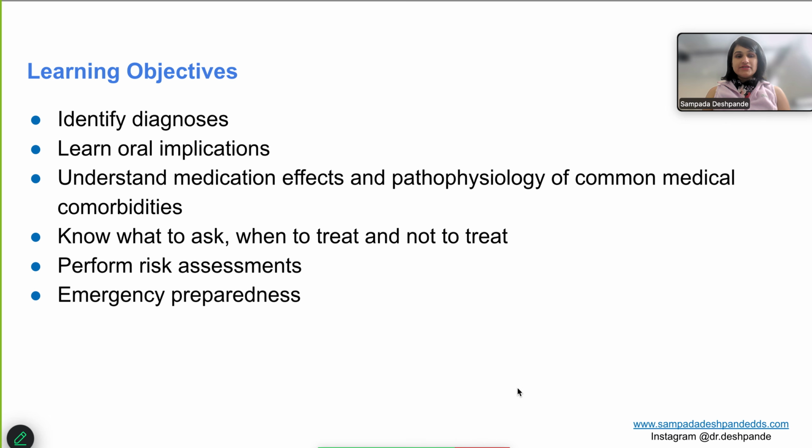What are the learning objectives? We will be identifying some of the most common conditions you will be encountering in practice, learn their oral implications, figure out what kinds of medicines people are taking, what are their effects, and go over the pathophysiology pretty briefly about these medical comorbidities. We will learn what to ask in medical consultations, when to treat patients, when not to treat, and we will perform risk assessments as well as figure out what kinds of medical emergencies we need to be prepared for.